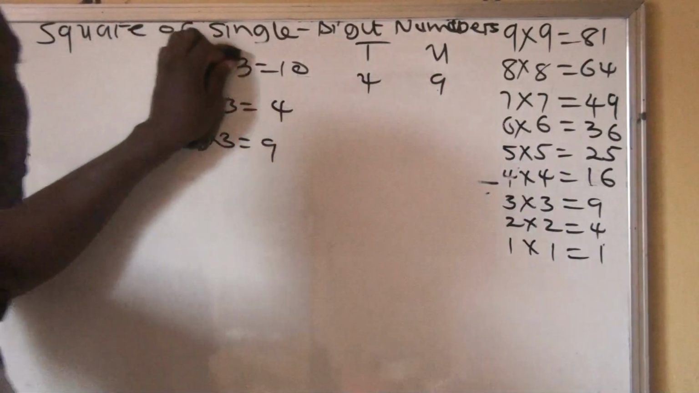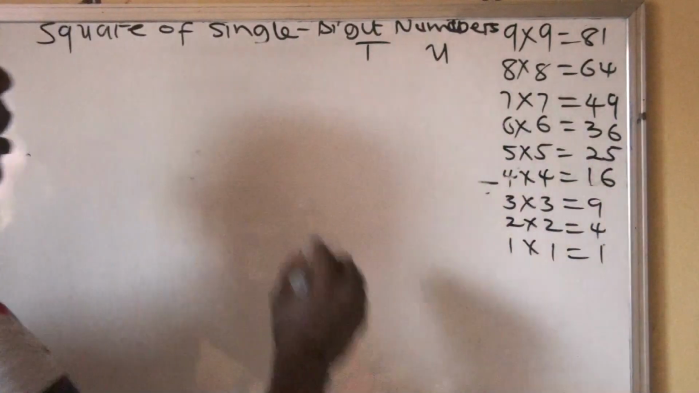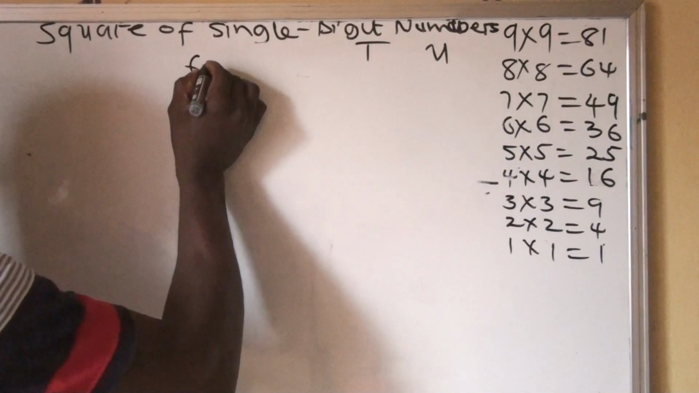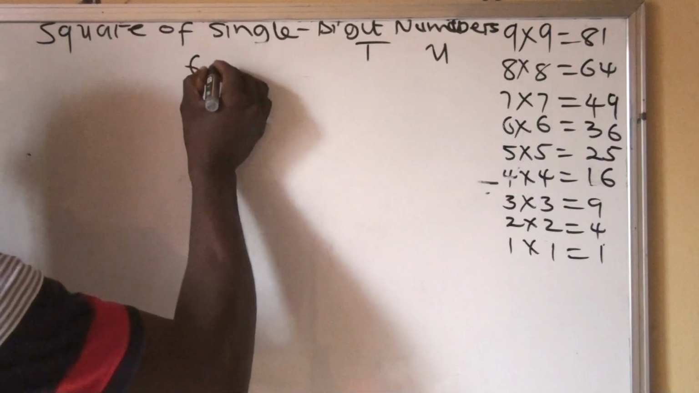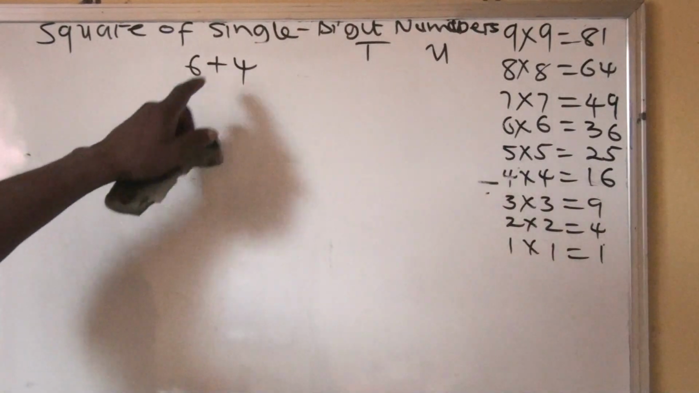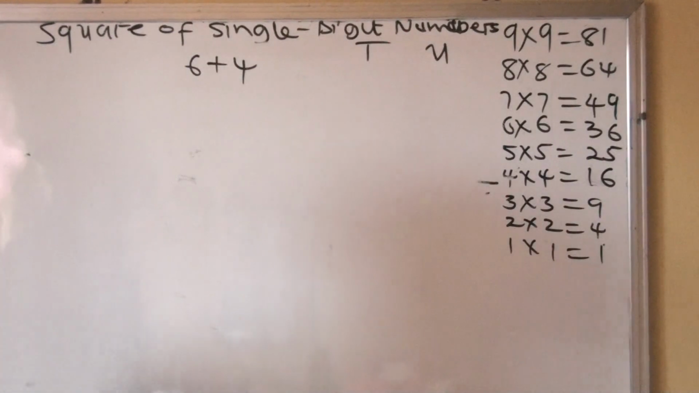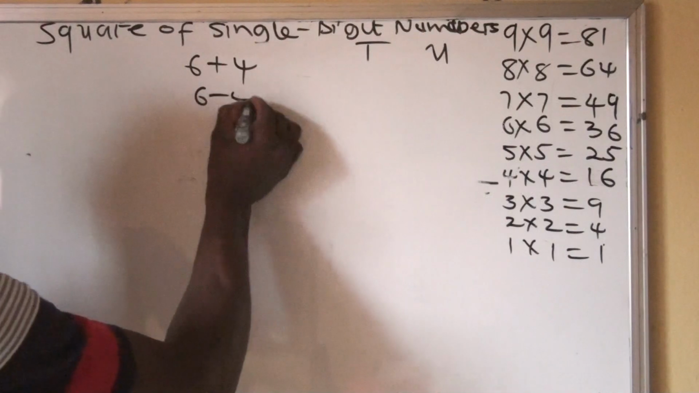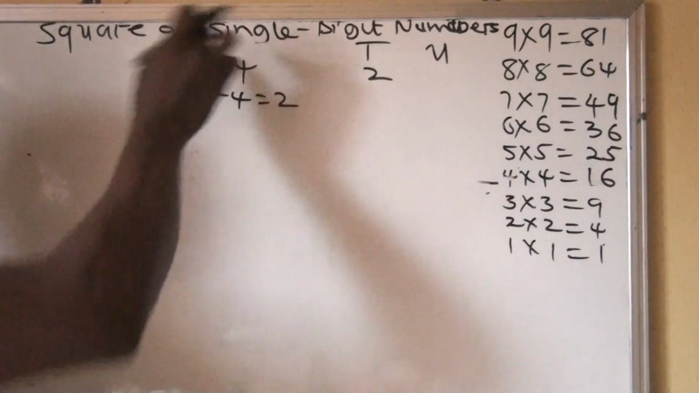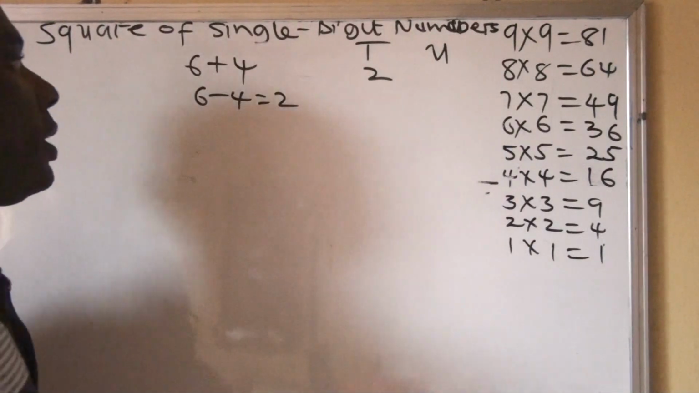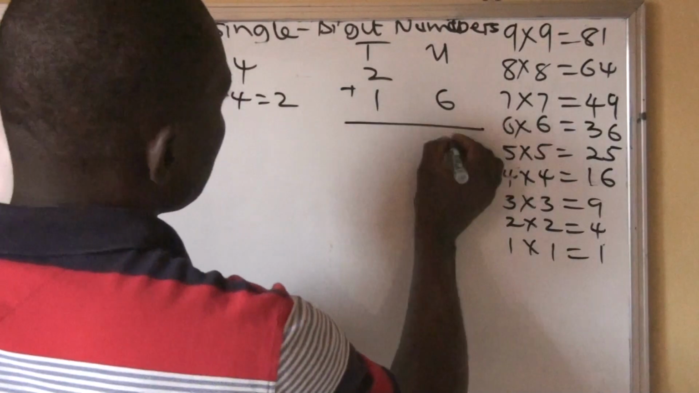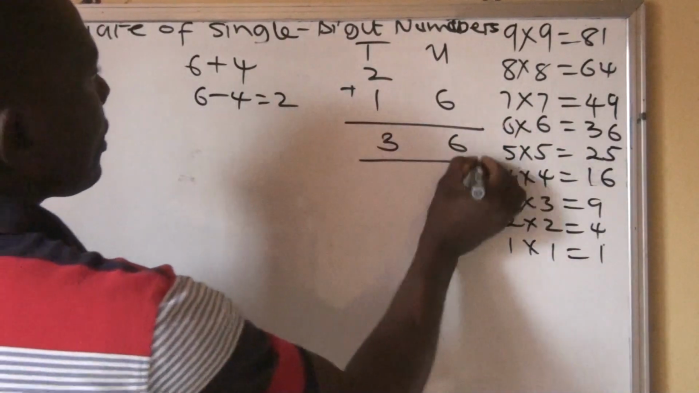Good, let's move on to 6. Now 6 square. This means 6 times 6. What number do we need to add to 6 to make it 10? It is 4. 6 minus 4 will give us 2. We put it under the tens. Then if we square 4, that will give us 16. So adding it, this is 6, 3, giving 36.